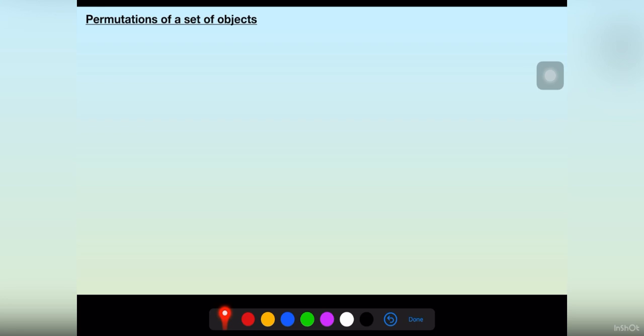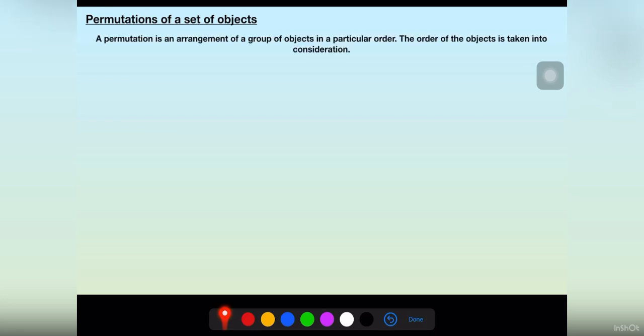Permutations of a set of objects. A permutation is an arrangement of a group of objects in a particular order. The order of the objects is taken into consideration.